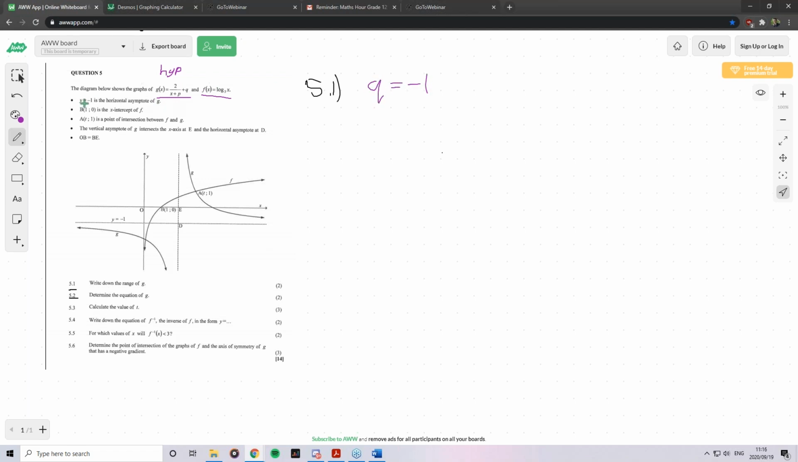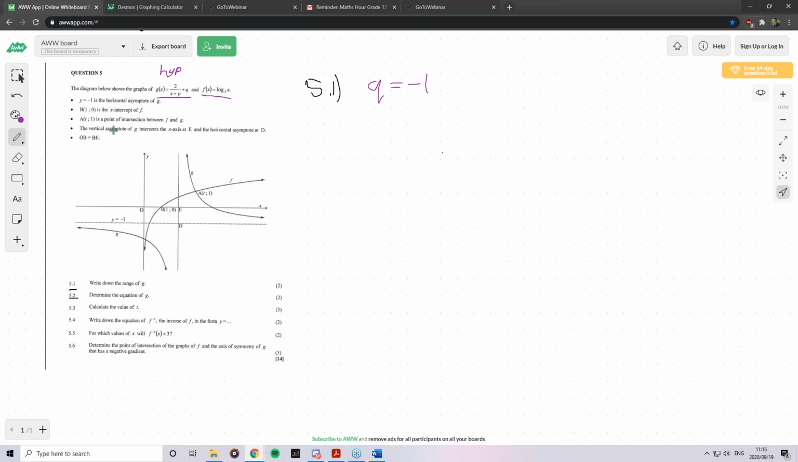We can already know that the horizontal asymptote of the graph of g will be q for a hyperbola, because the hyperbola is 2 over x minus the vertical asymptote, plus the horizontal asymptote. So I can already say that q is -1. B(1;0) is the x-intercept of f. Over here I see that f cuts the x-axis at 1. A(t;1) is the point of intersection between f and g. So this exponential inverse and this hyperbola cut at the point A.